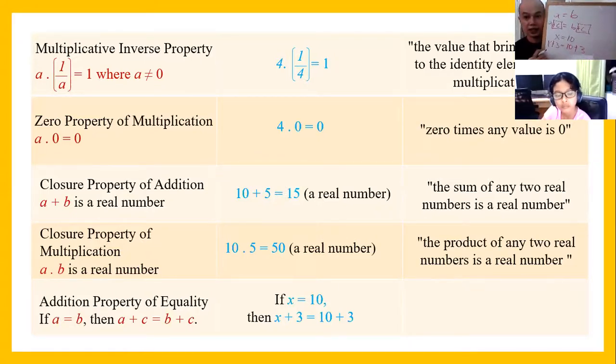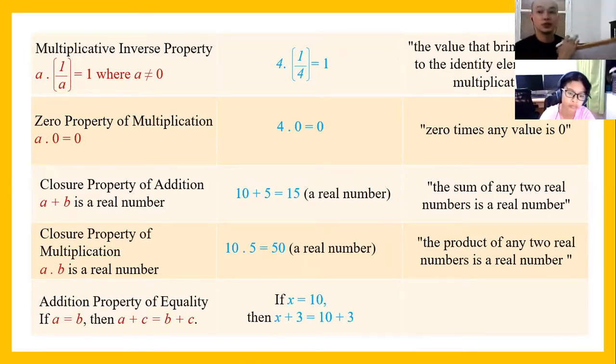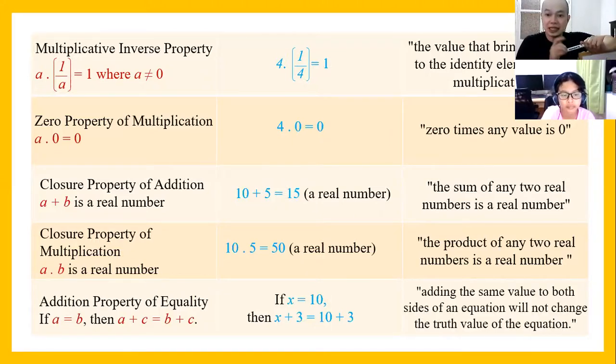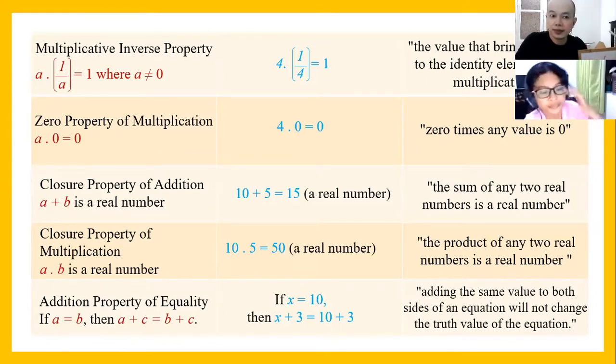Okay, Kristel, you get it? x plus 3 is equal to 10 plus 3. You add 3 and 3 to both sides. That is the addition property of equality. Okay, Kristel? Is it clear? Yes. All right, so it says there that adding the same value to both sides of an equation will not change the truth value of the equation. Okay, Kristel, is it clear? Is this one clear?